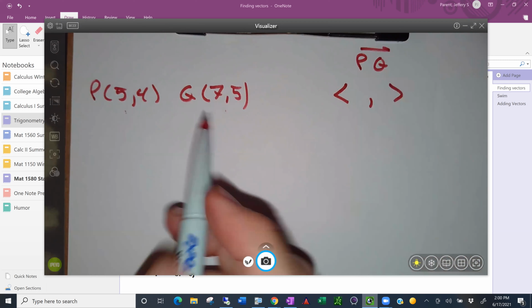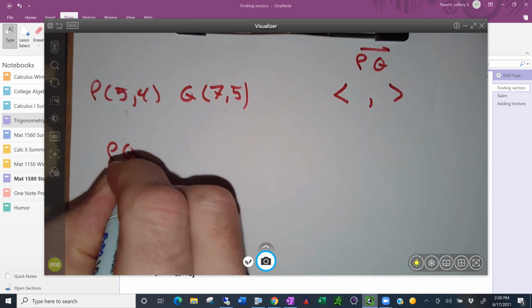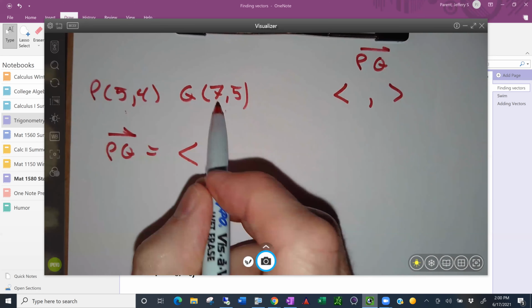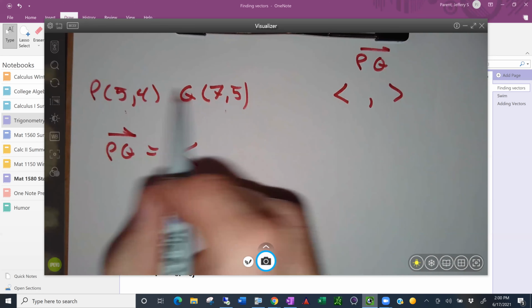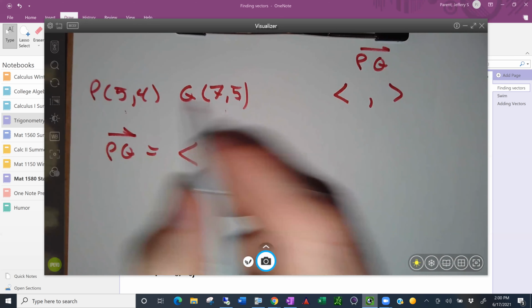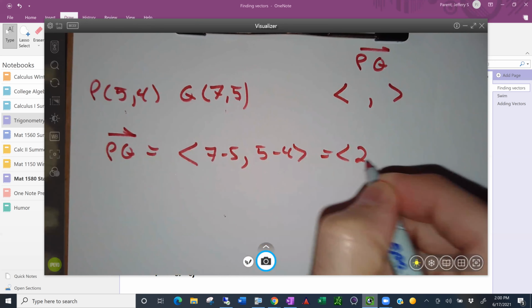To get that PQ, I'm going to subtract these, the latter from the starting one. So 7 minus 5 and 5 minus 4. And overall, I'll get the vector 2, 1.